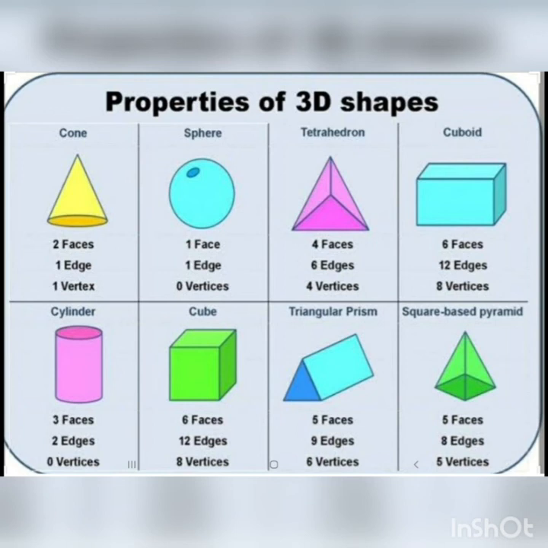So total 9 edges. Now the last one, square based pyramid. That means its base side will be a square. It is having 5 faces, 8 edges and 5 vertices. So these are the faces, edges and vertices. If you have similar shapes at your home, you can count the edges, vertices and faces. So cube and cuboid, you can check with a Rubik's cube and your box and all. If you have other shapes, you can check them out.